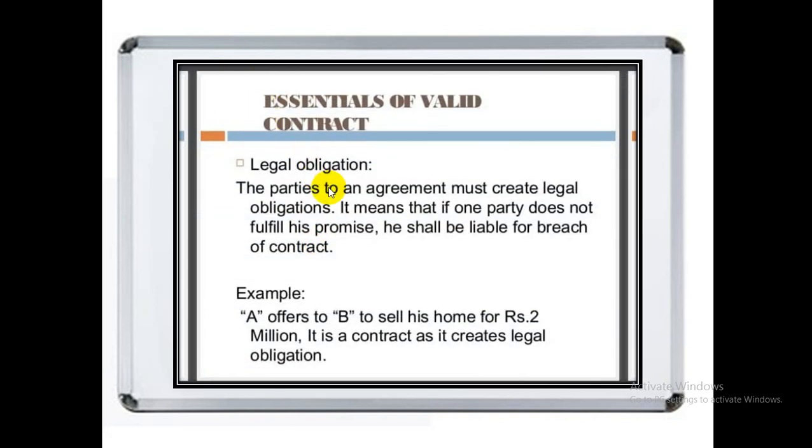Legal obligation. The parties to an agreement must create legal obligations. It means that if one party does not fulfill his promise, he shall be liable for breach of contract. For example, A offers to B to sell his home for rupees 2 million. It is a contract as it creates legal obligation. Legal obligation means the parties should fulfill the act which they had committed.